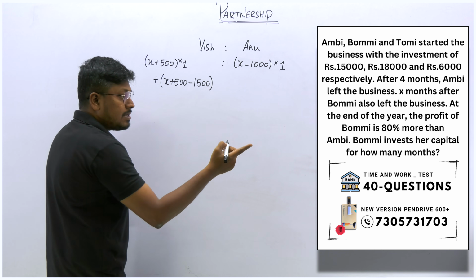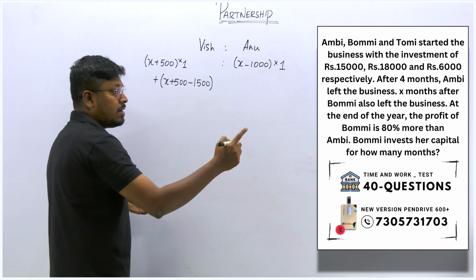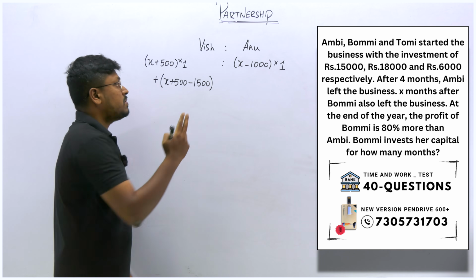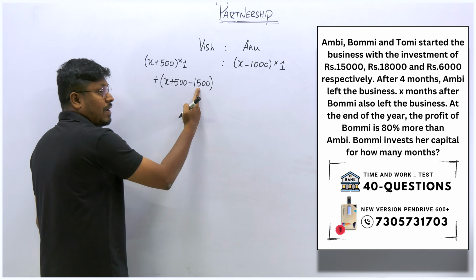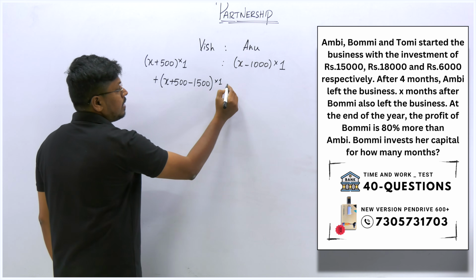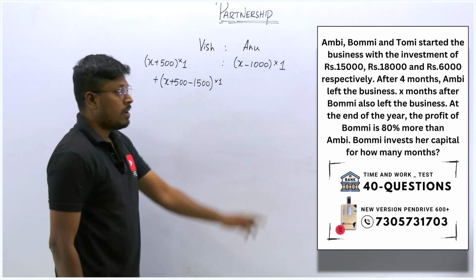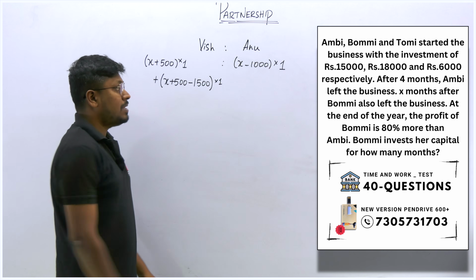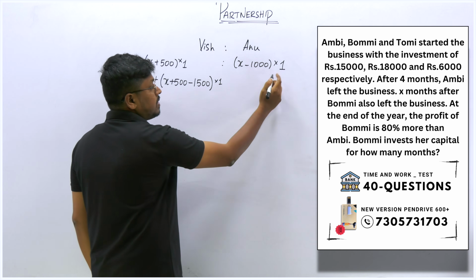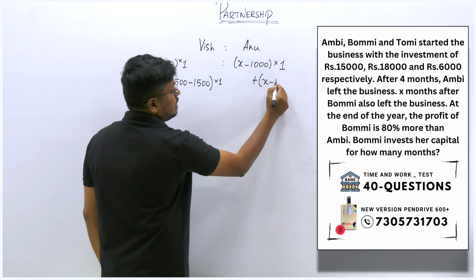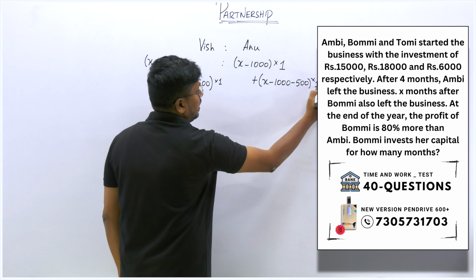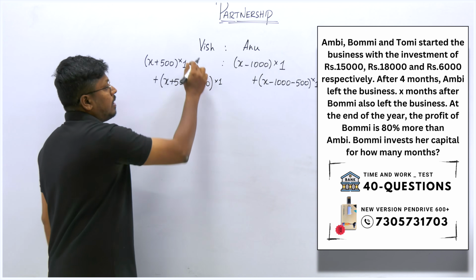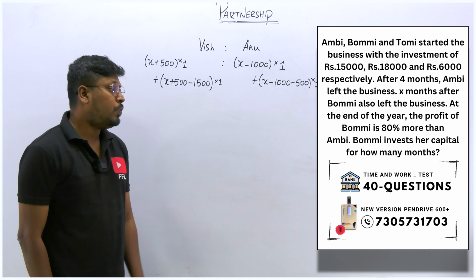The total business has run for 2 years. Already 1 year is accounted for, so for the other 1 year he has withdrawn 1500, and the remaining investment is multiplied by that 1 year. The second person, Anu, withdrew rupees 500. His investment is x minus 1000 for the first year, and then he withdraws 500 for the remaining 1 year. Both persons are in the business for the complete 2 years.